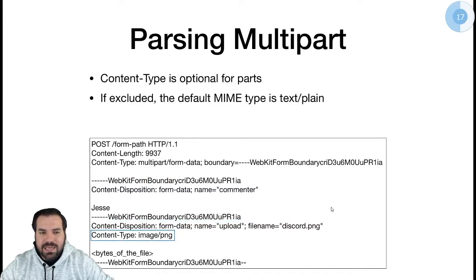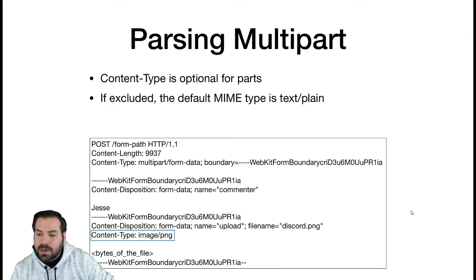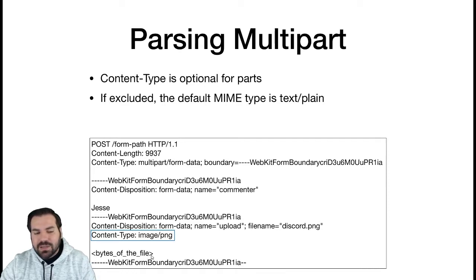The content type is optional for the parts of a multi-part form. If it's provided, obviously that's the content type of that content. So this is an image, a PNG image, and then all the bytes will be here that we can read. If the content type is excluded, it defaults to text plain. So there's no content type here, so this is plain text, a plain text formatted body of that part.